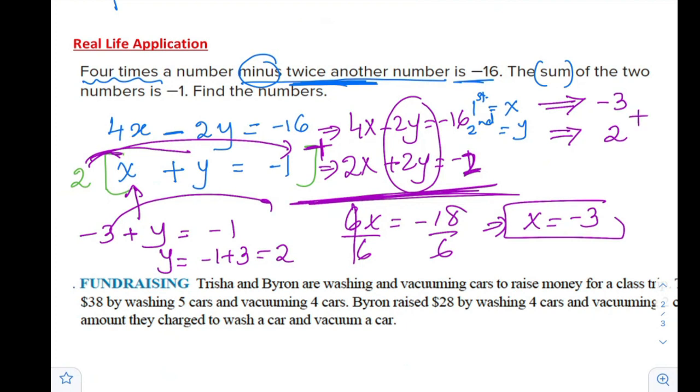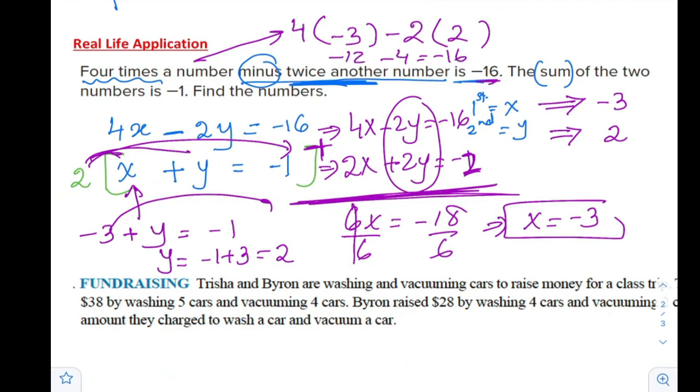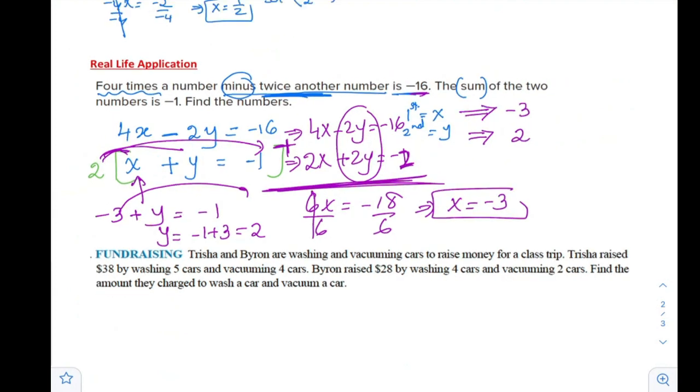You add them, it gives negative 1, right? We add them and get minus 1. If you multiply 4 times the first number, which is minus 3, minus twice the other number, which was 2, negative 12 minus 4 is negative 16, right. So the numbers are correct. So we can refer any puzzle to a math equation and we can solve it.